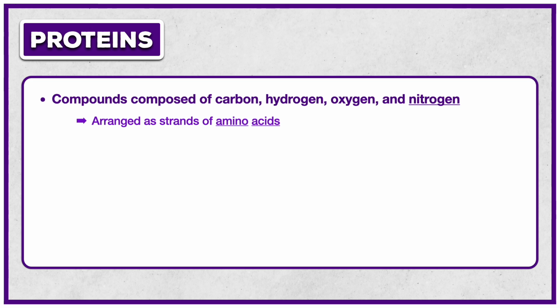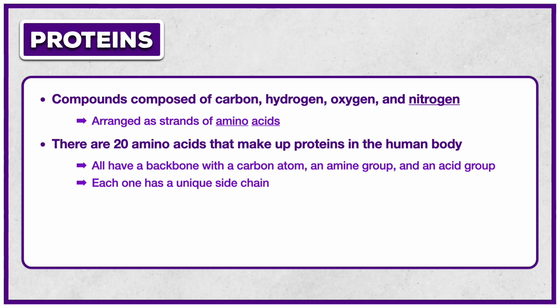This arrangement is similar to what we saw in Chapter 4, where I highlighted polysaccharides as long strands of glucose molecules. Nevertheless, there are way more amino acids than sugars. In fact, there are 20 amino acids that make up proteins in the human body.